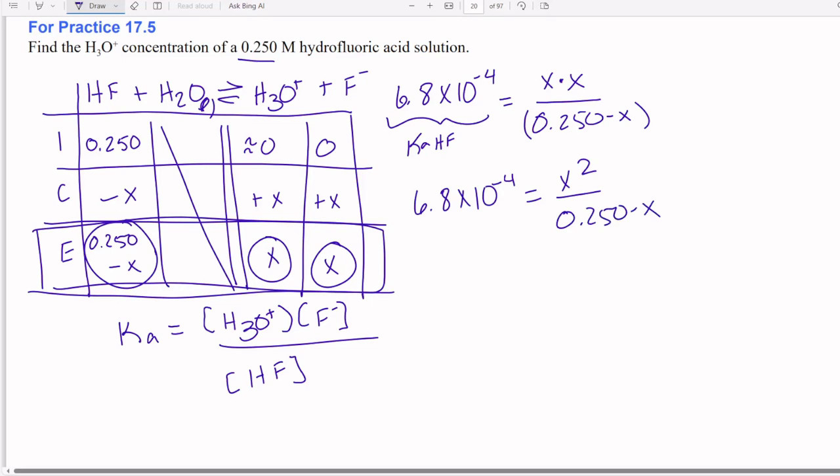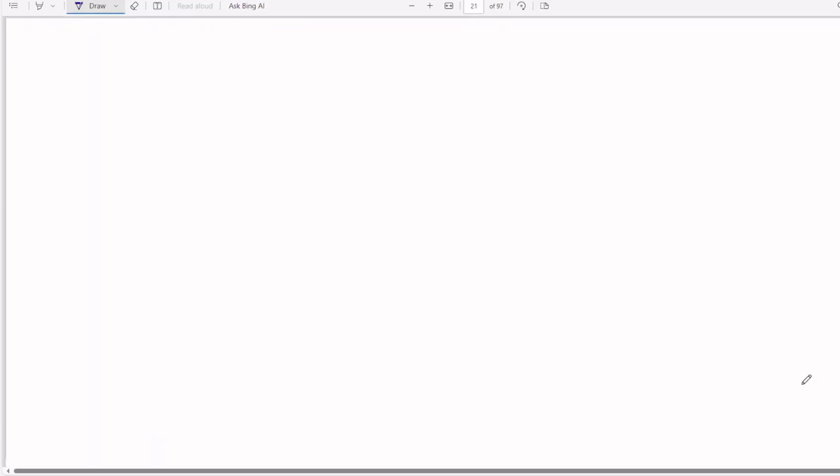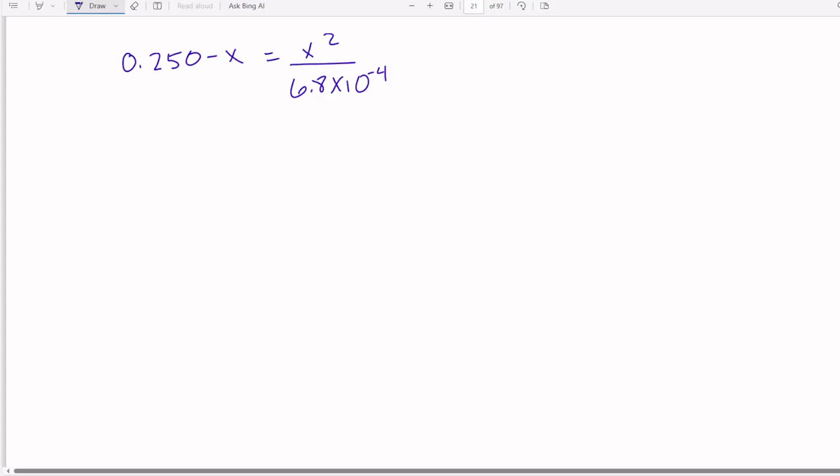But since the Ka for HF is 10 to minus 4, I might not be able to assume that my X is small here. So if I want to save time, I might just go ahead and work my quadratic equation. Now there are a couple of different ways I can work this problem to solve for X. I could multiply both sides by 6.8 times 10 to minus 4 and then distribute across the 0.250 minus X and so forth, but that will make the problem longer. So I'm going to use a little shortcut method to do that.